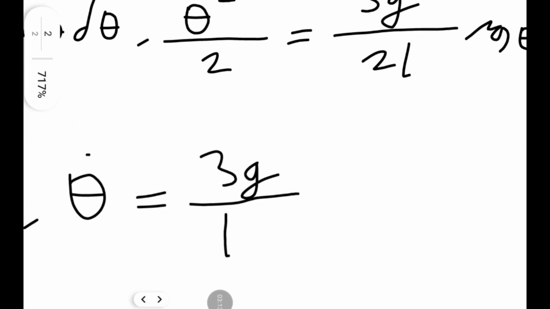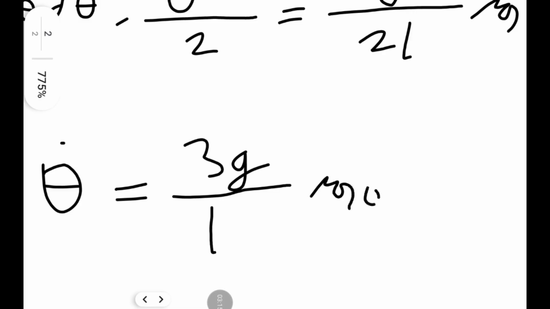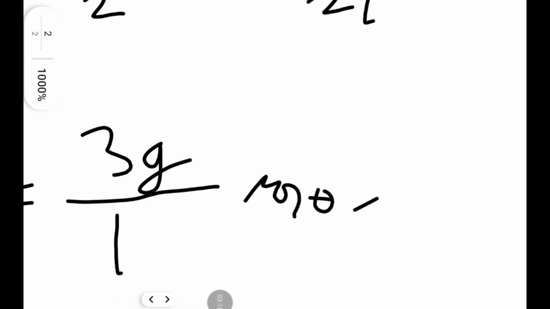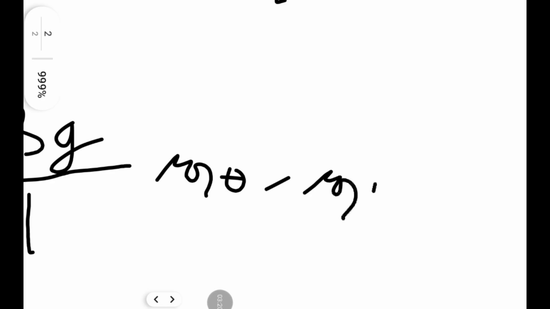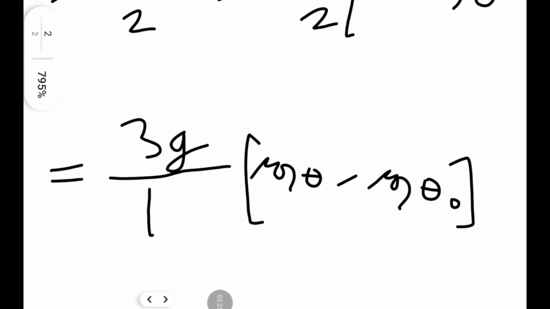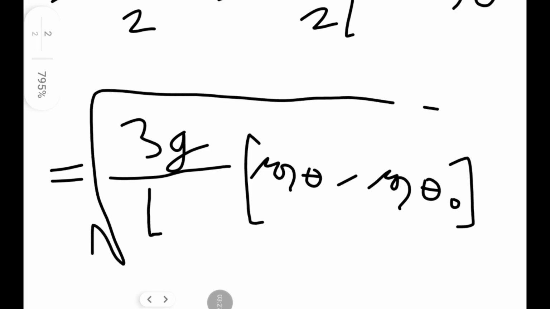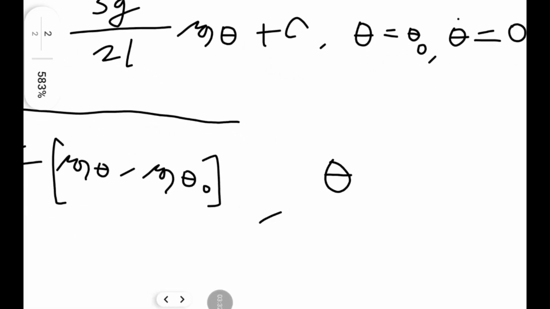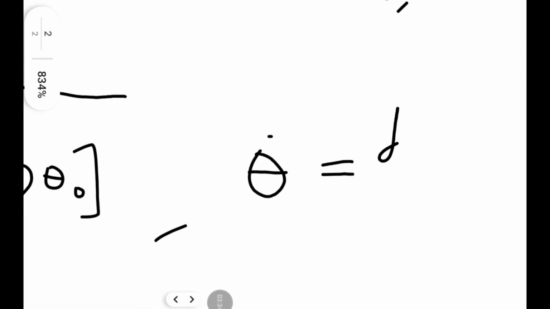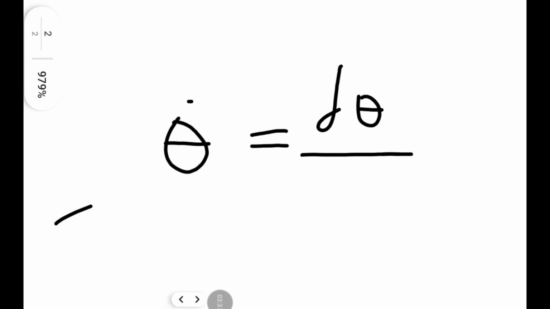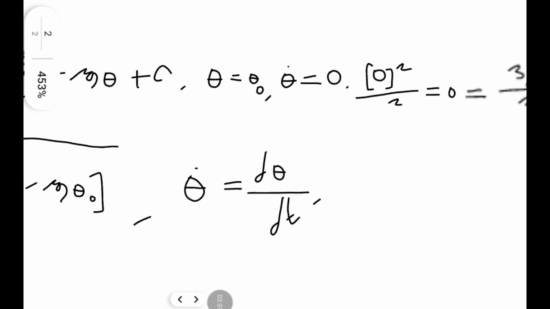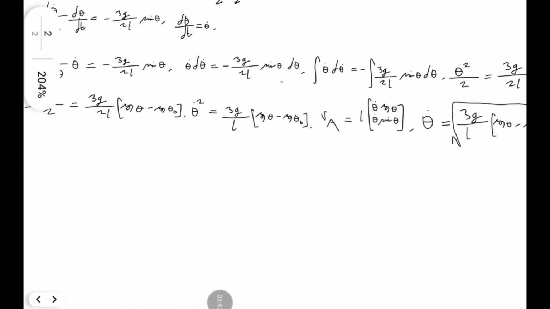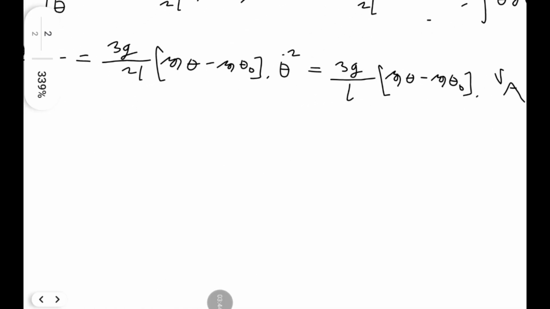Theta dash is going to be cosine of theta minus cosine of theta dash, sorry, cosine of theta 0, like this. Make sure it's an L. Square root, like that. And we know theta dash is equal to d theta by dt. The problem is this is very hard to solve, because you get into quite a hard form at the minute. The form we're going to have is going to be like this.